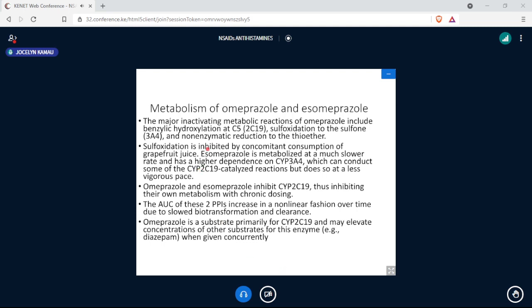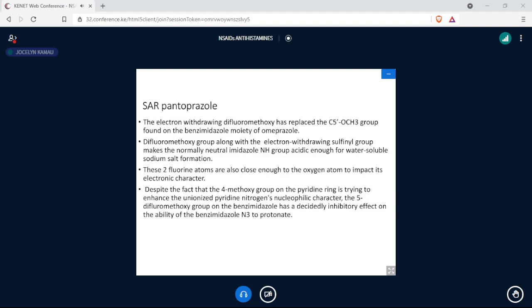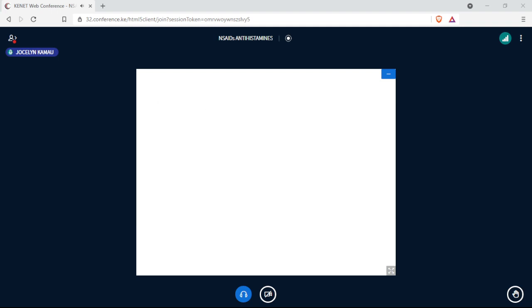The major inactivation metabolites, we looked at metabolism of omeprazole and esomeprazole. Remember, esomeprazole is a pure E isomer, whereas the omeprazole is a racemic mixture. The major, in fact, before we look at the major, let us look, I believe it is somewhere drawn. Just wanted us to look at the enzymes.